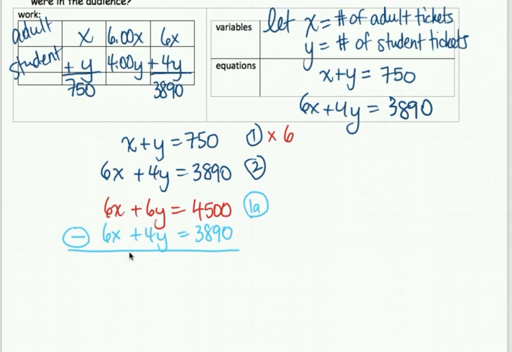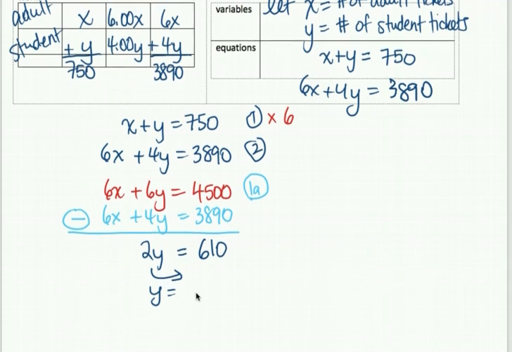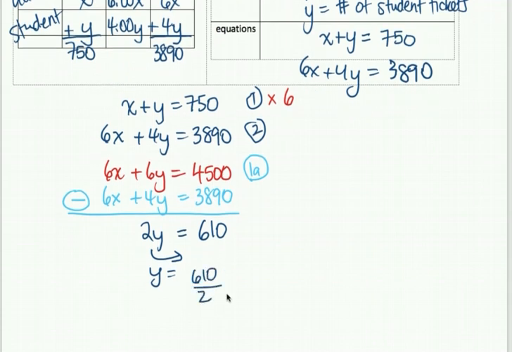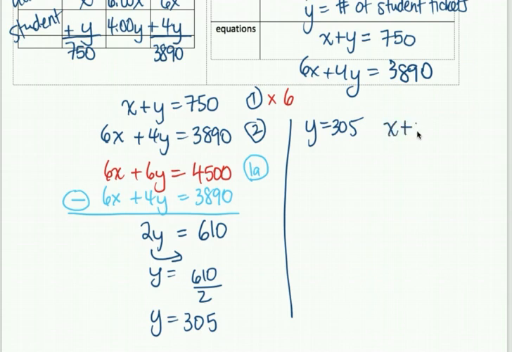Okay, so 6y subtract 4y is 2y. Bring the equal sign down. 4,500 subtract 3,890 is 610. All right, put the 2 over, but when you move it over, it becomes divide. And then you have 305. Okay, so y equals 305. All right, so let's now go back to one of the original equations. I'm taking the simpler one and we're plugging it in here.